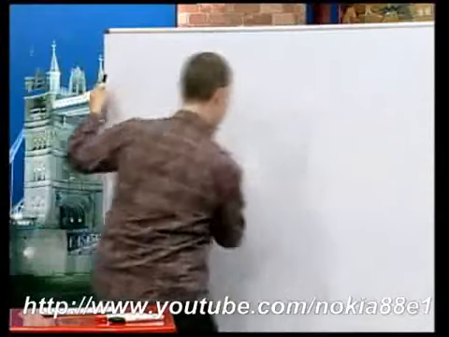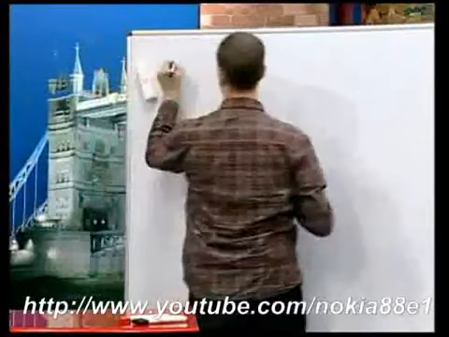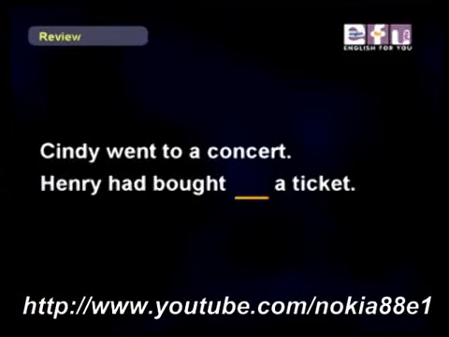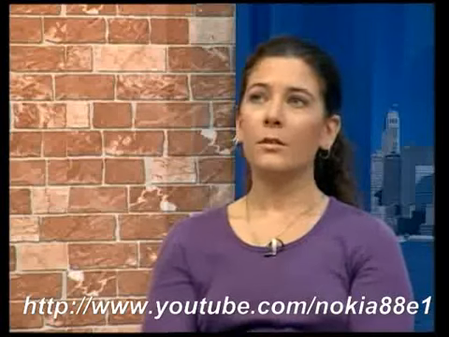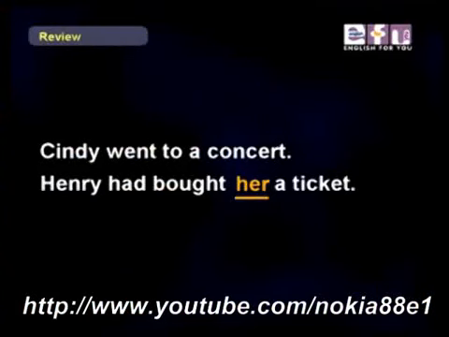And the first one will be for Monica. You can go first this time. Cindy went to a concert. Henry had bought a ticket. That's simple. Cindy went to a concert. Henry had bought her a ticket. Good. Her. Cindy went to a concert. Henry had bought her a ticket.